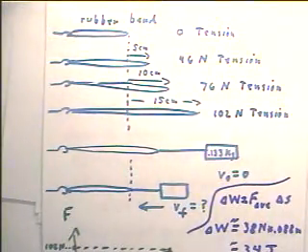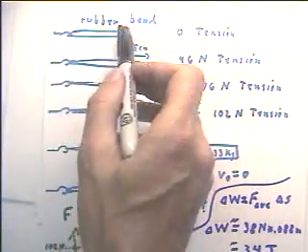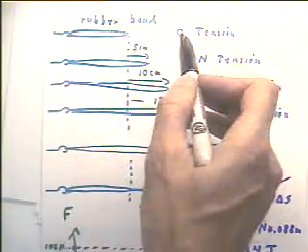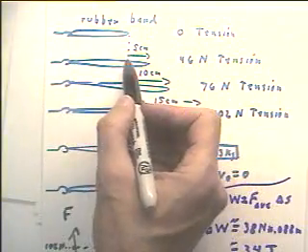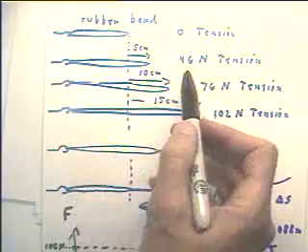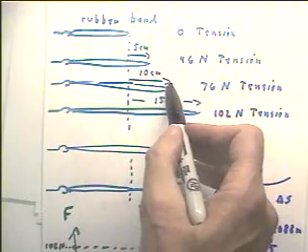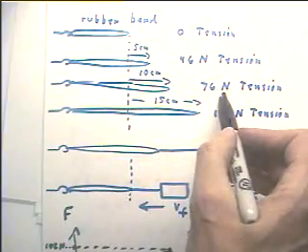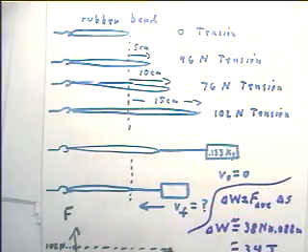Here we have a problem in which we have a rubber band which at its maximum unstretched length has 0 tension. Stretched by 5 centimeters from its unstretched length, we have a 46 Newton tension. If stretched by 10 centimeters from its unstretched length, a 76 Newton tension. 15 centimeter stretch, 102 Newton tension.